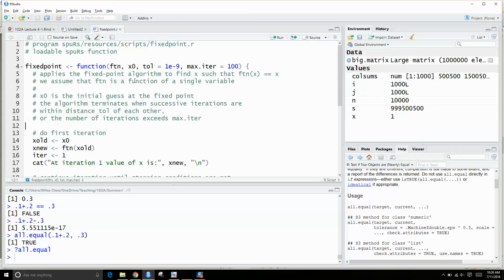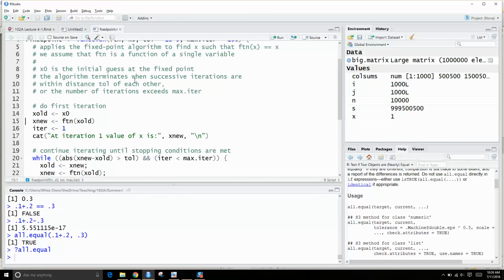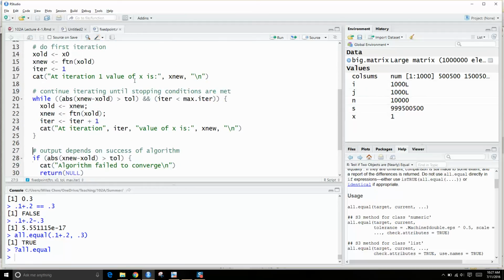So what we do is we take our initial value of x and we set that to x old. Then we calculate the function at that point. Basically at this point it's just the initial point, and that's going to be our new value of x, and that's iteration 1. Then we just loop through it, and we keep doing this as long as the difference is greater than our tolerance, or as long as our iterations is less than the maximum number of iterations.